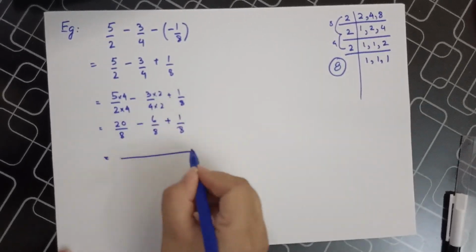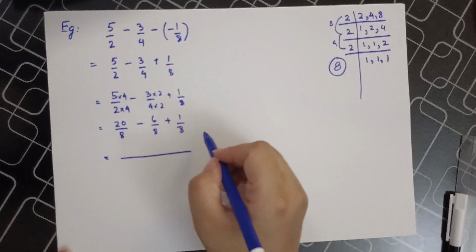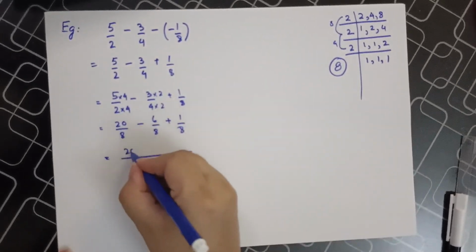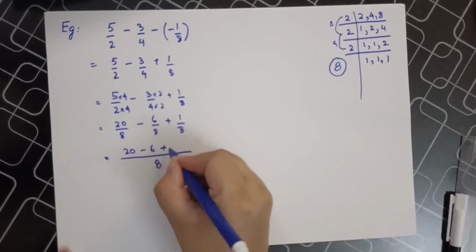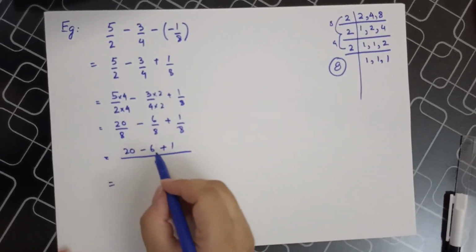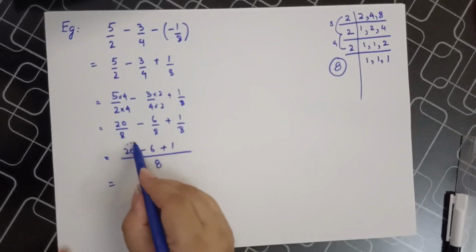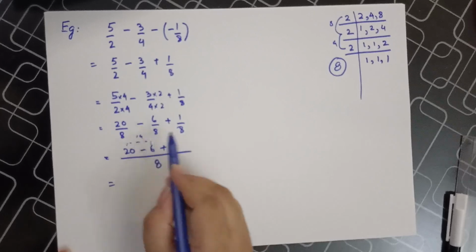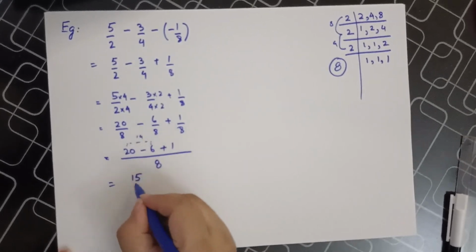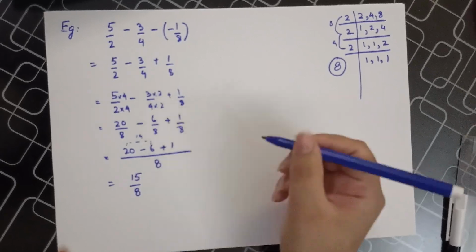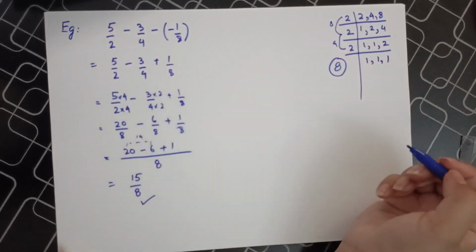Since now we have all these denominators the same, we're going to take 8 as the common denominator and write the numerators with the signs. So 20 minus 6 is 14, right? So this is 14. 14 plus 1 is 15. 15 upon 8. So this is your answer.